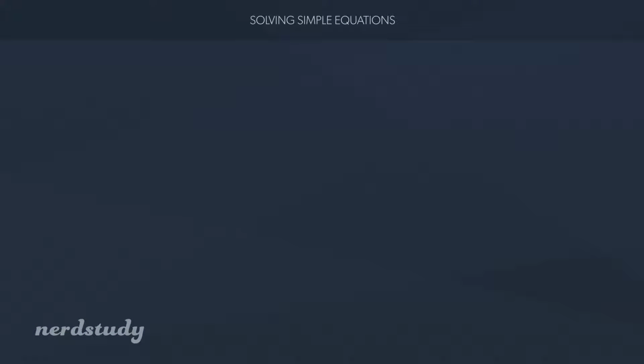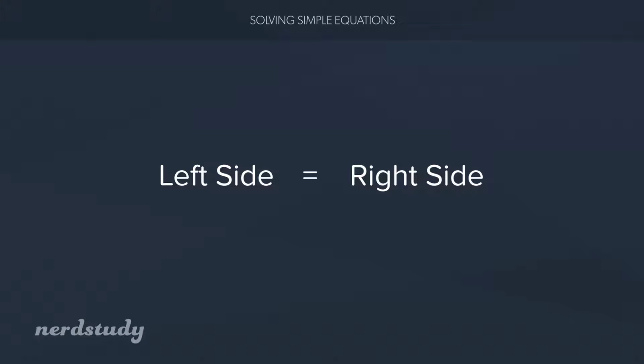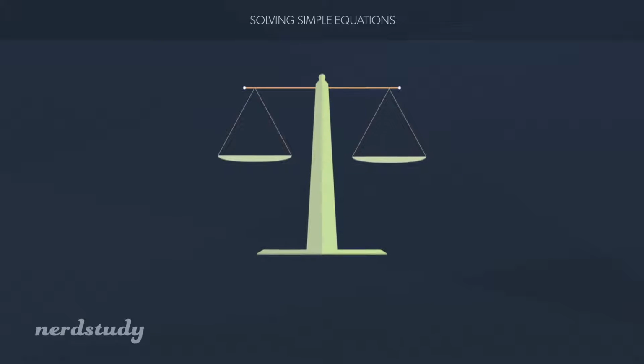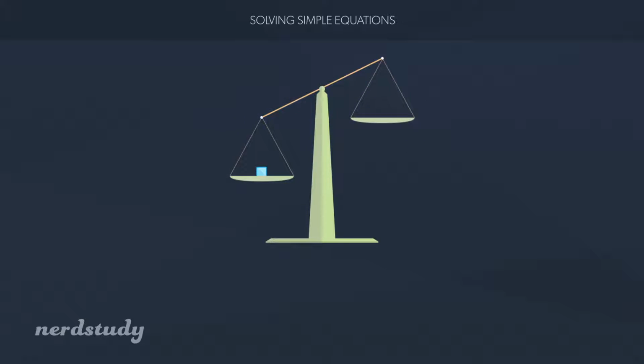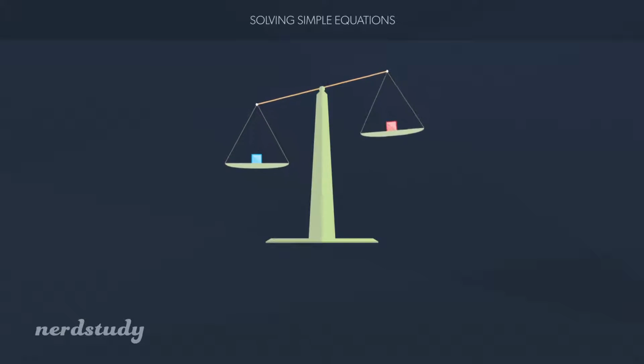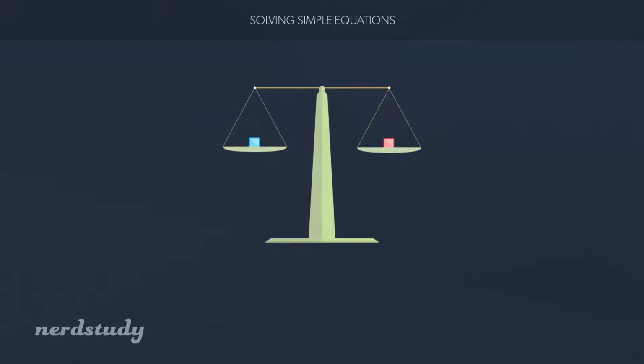The idea of an equation is simple. The left side is equal to the right side. One easy way to visualize the idea of an equation is to think about a balancing scale. Of course, a scale can only be balanced when the weight on the left side is equal to the weight on the right side, hence the comparison.